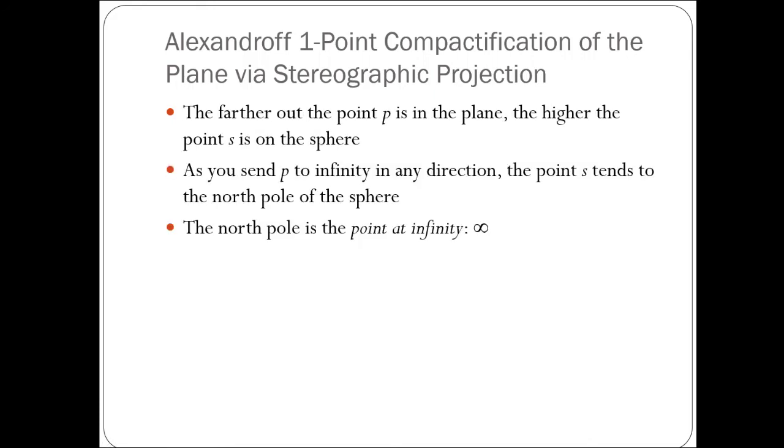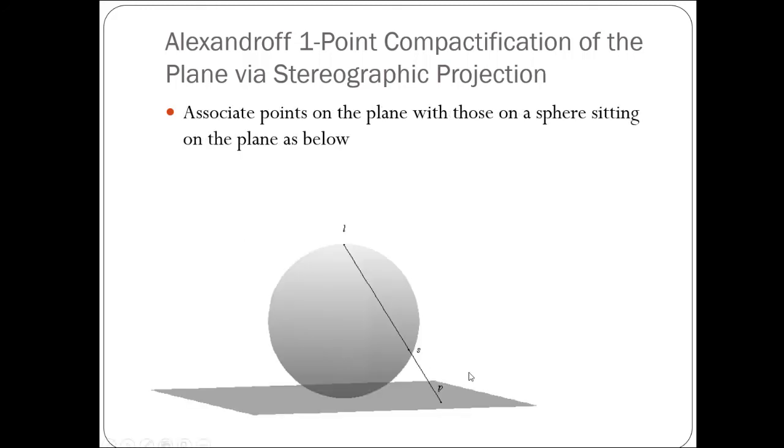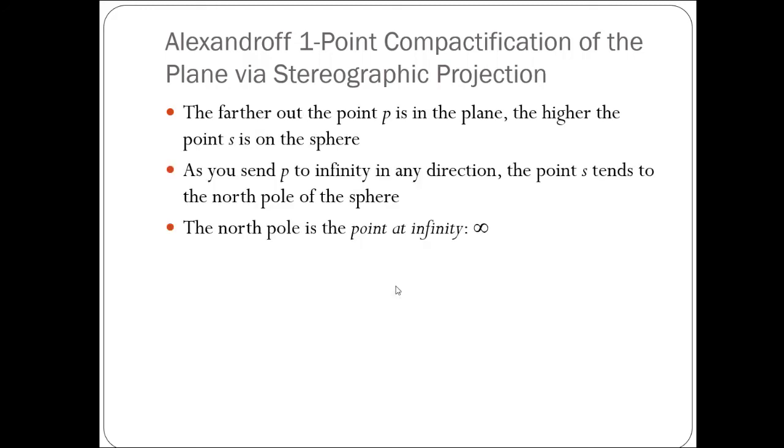One thing you should note is that the farther that point P is out in the plane, the higher the point S is up on the sphere. Do you see that? If the point P is moved way out, then the point S is going to be pretty high up on the sphere. The farther that point P is out, the closer that point S is to the North Pole. As you send P to infinity in any direction at all, the point S tends to the North Pole of the sphere. The North Pole is the point at infinity.